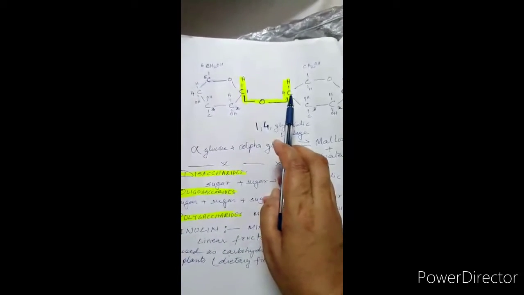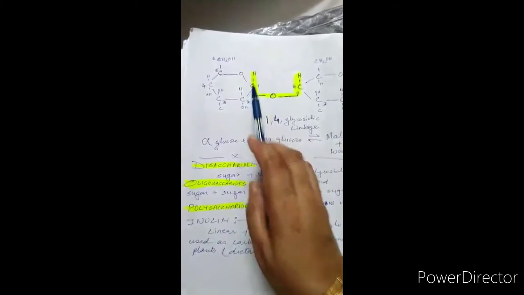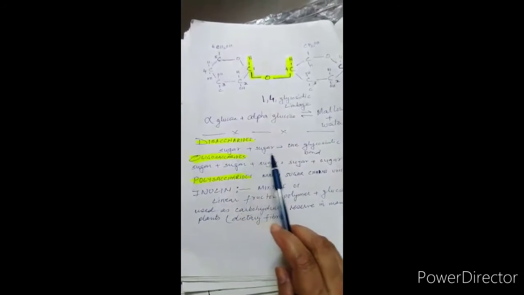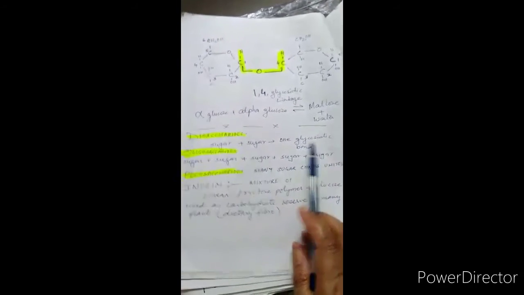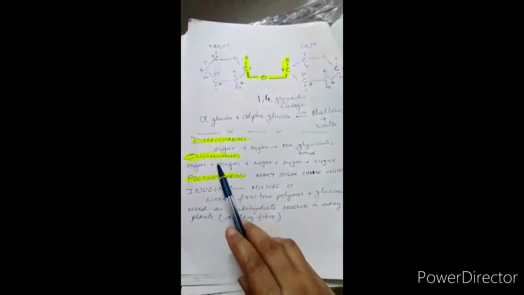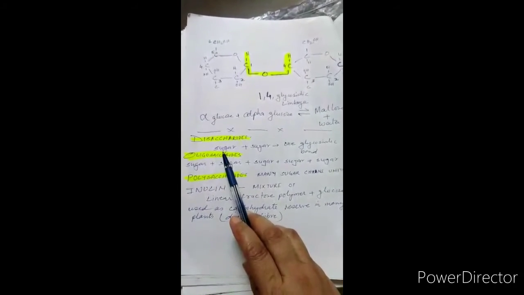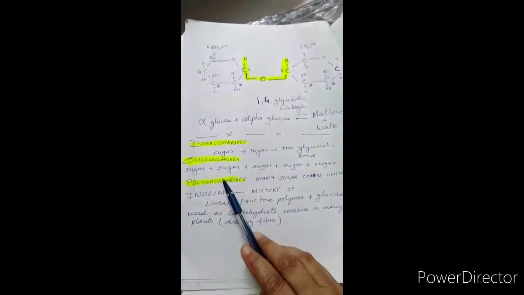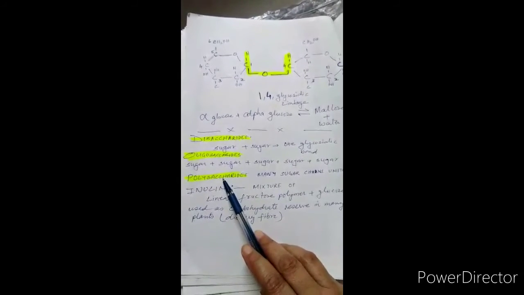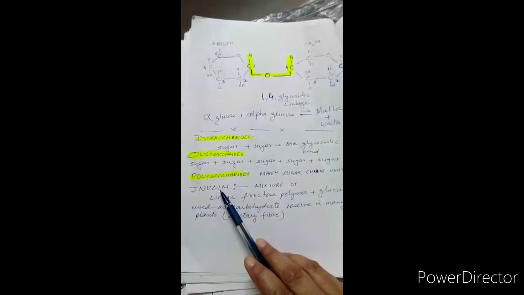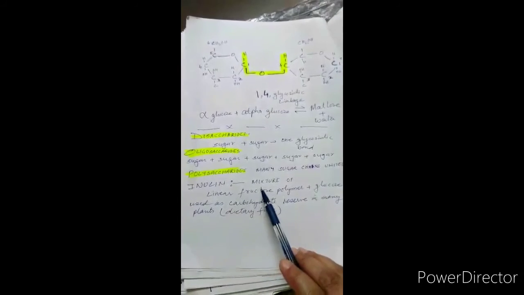Okay, this is the fourth carbon of the second one, and this is the first carbon. If the sugar bonding is there and one glycosidic bond is there, we call it a disaccharide. If more sugars are there, we call them oligosaccharides, and if many chains of sugars are there, we call them polysaccharides. And we have a special one, that is inulin, which has a fructose polymer joined with glucose.